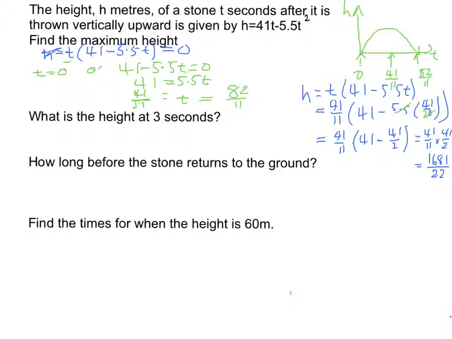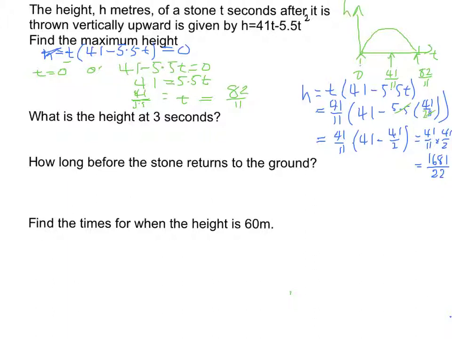So our maximum height for this one is 1681 over 22, and you could throw that into a calculator and that would give you a value of 76.409. If you're after an exact answer, 1681 over 22 is the correct value there.